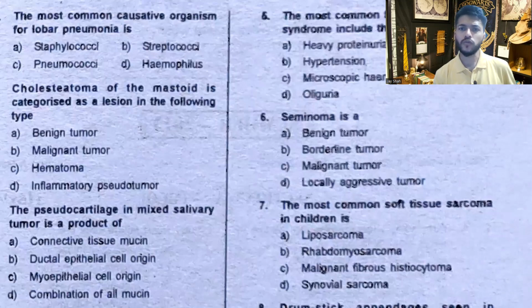Features of nephritic syndrome. Heavy proteinuria, no. Subnephrotic proteinuria, so mild proteinuria. Hypertension, yes. Microscopic or gross hematuria, yes. Oliguria, yes. Answer is heavy proteinuria. Heavy proteinuria belongs to nephrotic syndrome.